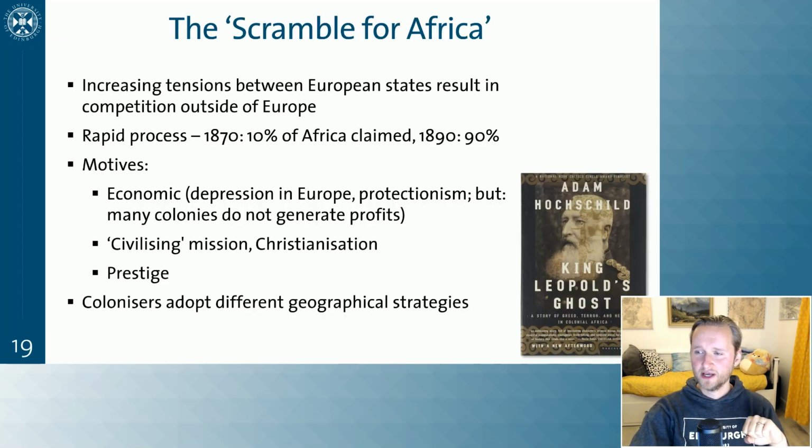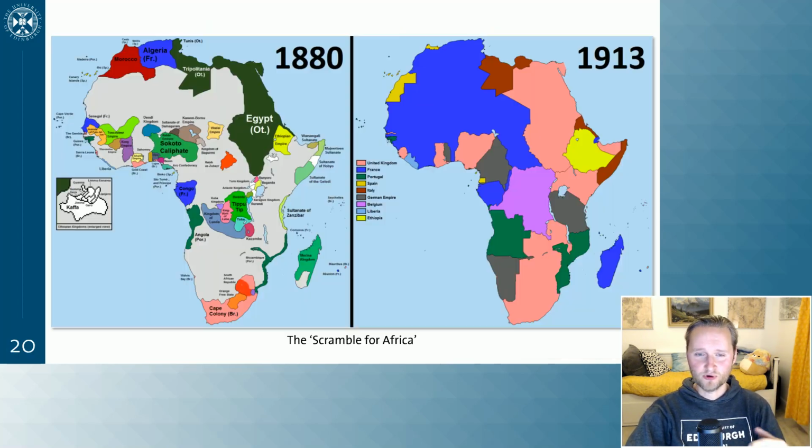And I can just recommend, if you haven't read it already, a fantastic book by Adam Hochschild called King Leopold's Ghost that really shows the incredible brutality of exploitation that European nations stooped to in order to exploit this African continent. Fantastic book, will make you very depressed, sadly, but it's a very important book. So that was the scramble for Africa.